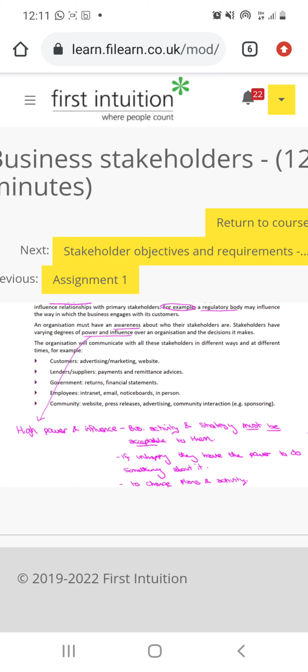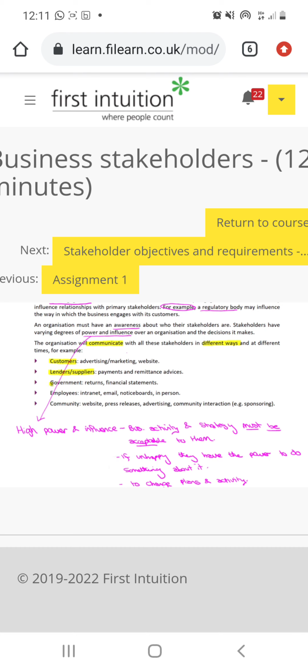An organisation will communicate with all of these stakeholders in different ways depending on who they are. For example, with our customers, an organisation will advertise or market their product perhaps via a website or television advertising. With lenders or suppliers, they'll communicate through making payments and sending remittance advices with their payments.